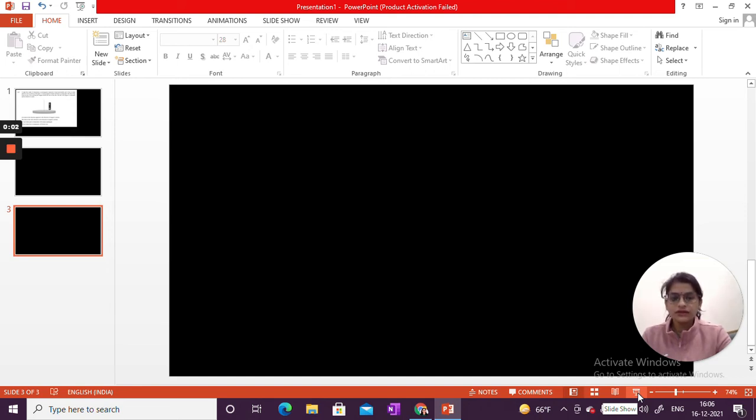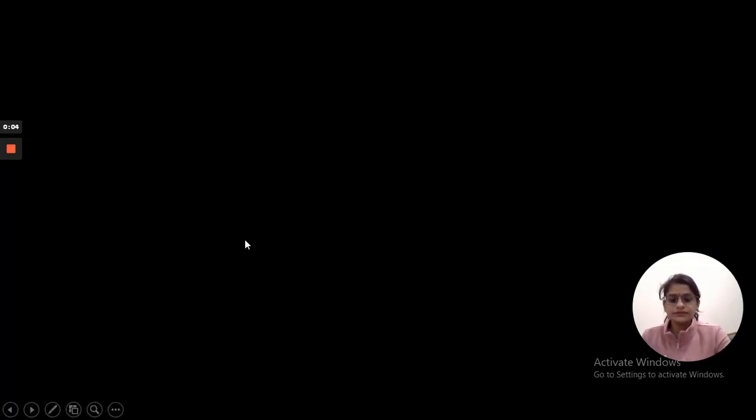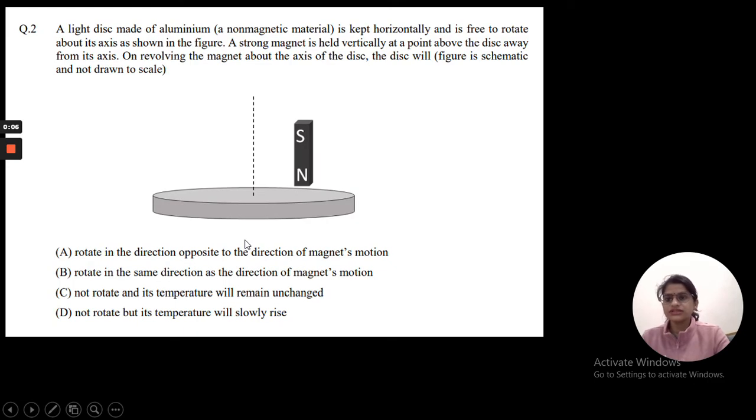Hello everyone. Today's question is that a large disk made up of aluminium, which is a non-magnetic material, is kept horizontally. This is the aluminium disk that is kept horizontally and is free to rotate about its axis. This is the axis of this aluminium disk.